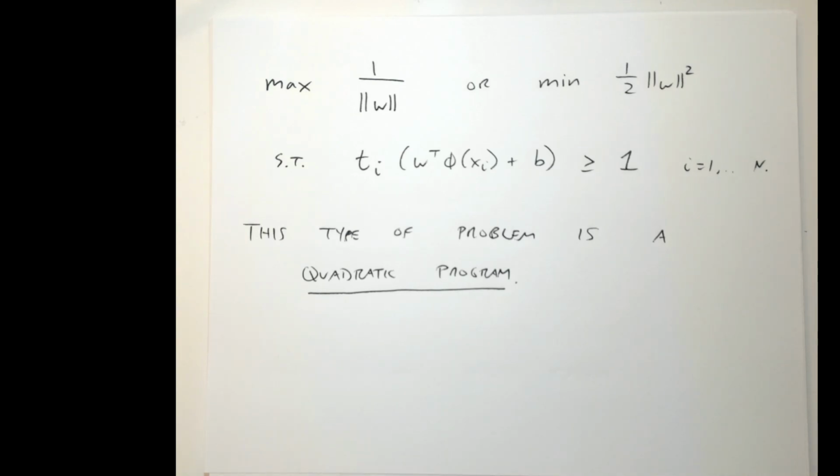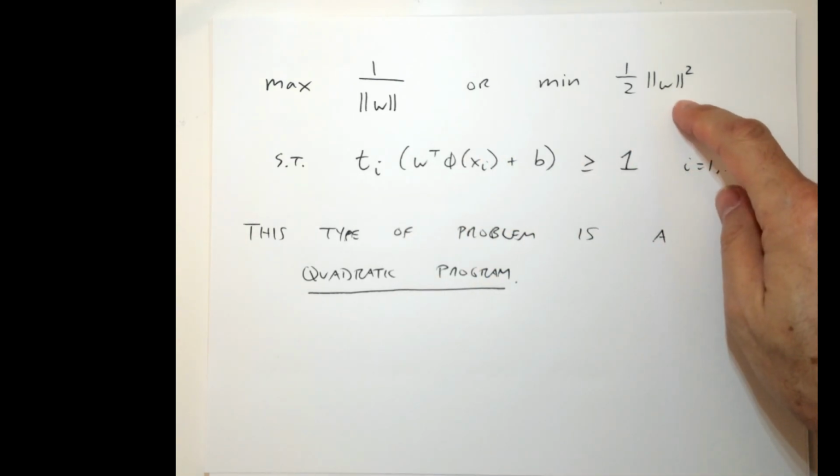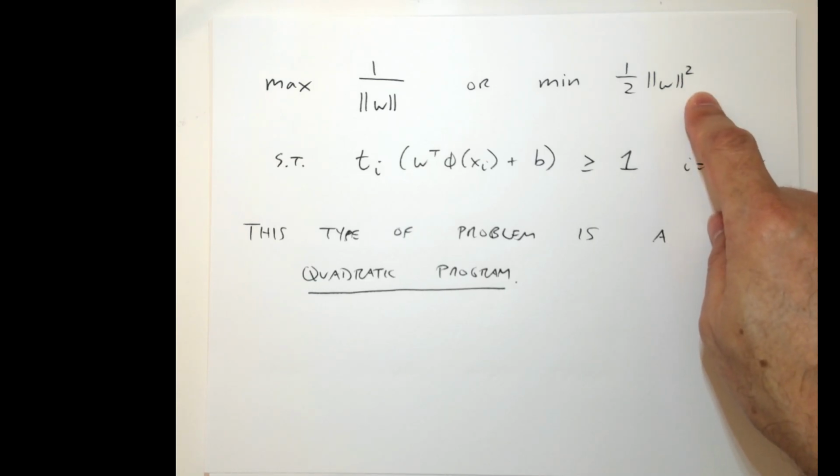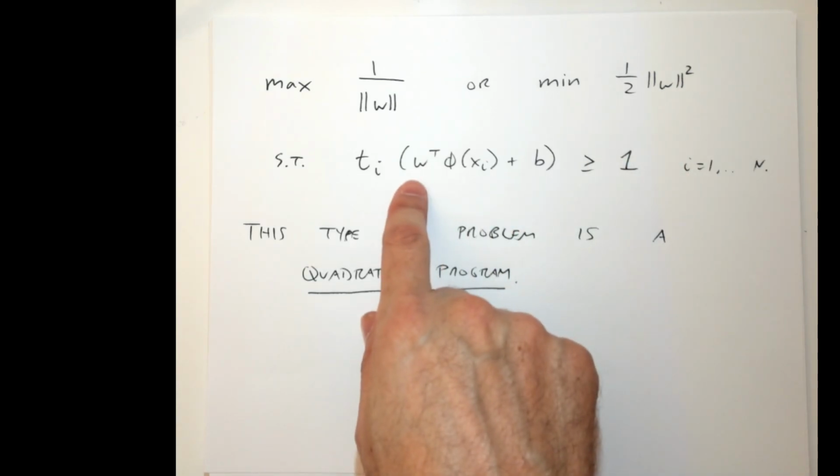The nice thing is that the objective function is the square of the weights. So this is a quadratic thing. This is also linear in the weights.